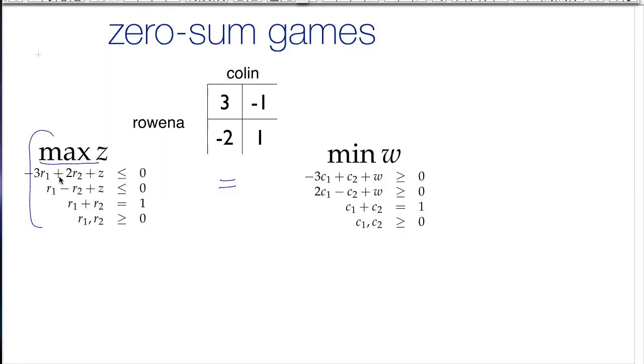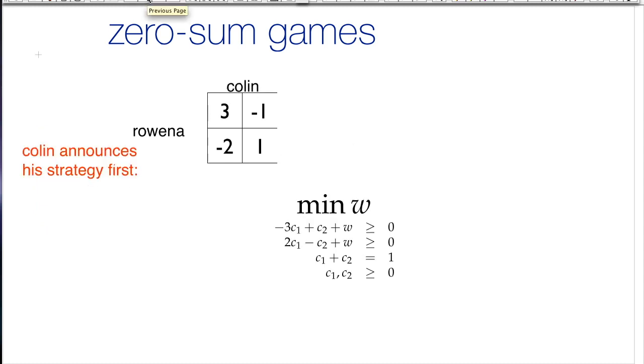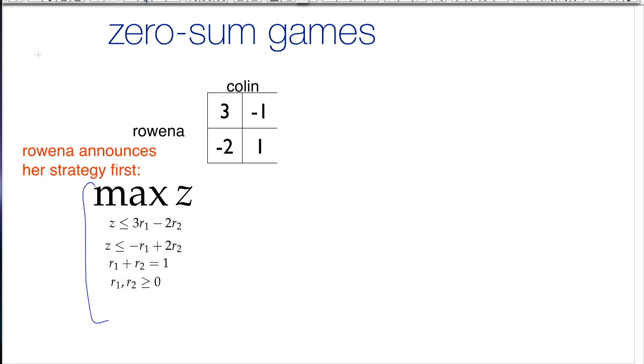At least 1/7. Because look what program I'm maximizing the value. If I announced my value R1 and R2, I tell Colin, hey, this is what I'm playing. You can do whatever you want. Colin is going to try to do as well as he can. And so we know that Colin is going to try to minimize that value.